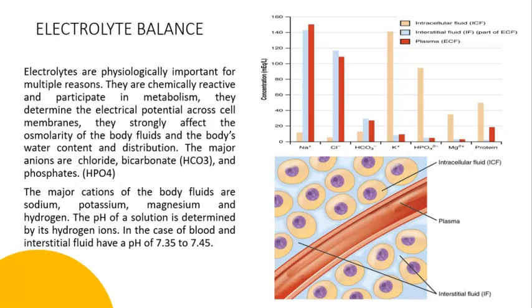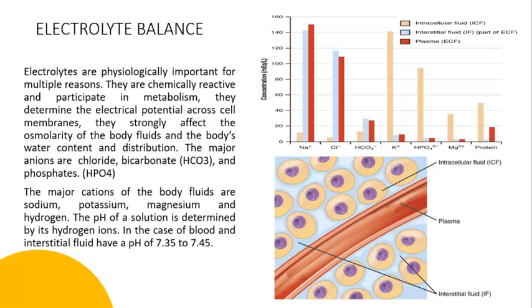And electrolytes are physiologically important for multiple reasons. They are chemically reactive and participate in metabolism. They determine the electrical potential across the cell membranes, and they also affect the osmolarity of the body fluids and the body's water content and distribution. The major anions are chloride, bicarbonate, and phosphates. The major cations of the body fluids are sodium, potassium, magnesium, and hydrogen.